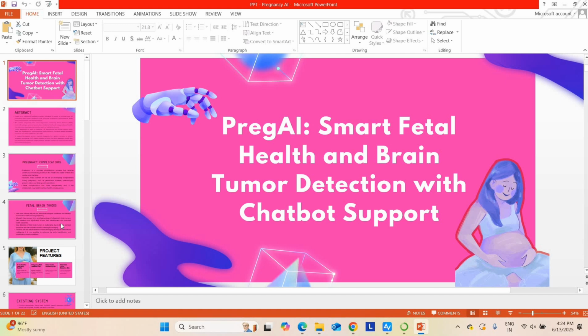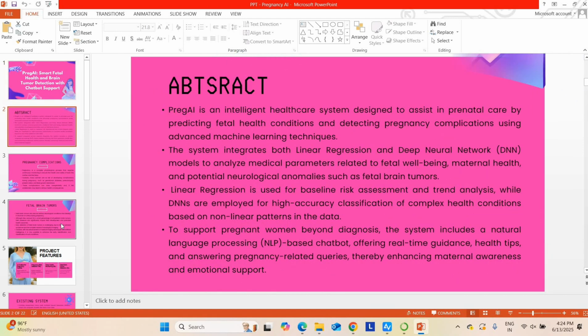Let me explain the project title here. We have given the title PregAI. PregAI means Smart Fetal Health as well as Brain Tumor Detection with Chatbot Support. This is the project title. In the abstract, we have mentioned that PregAI is an intelligent healthcare system designed particularly to assist pregnant women.